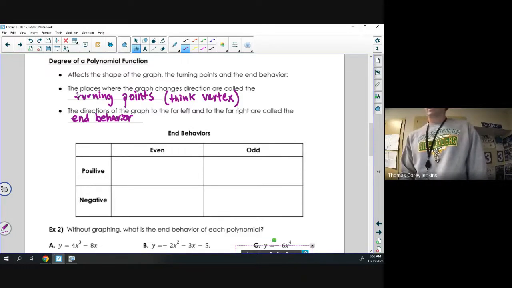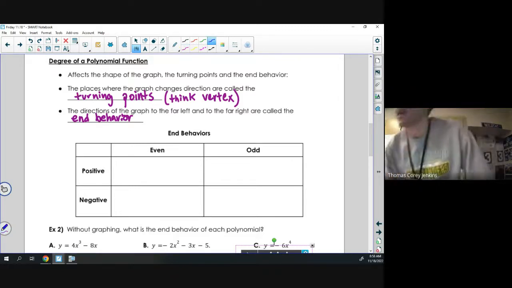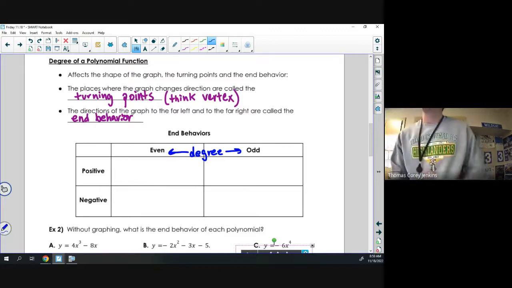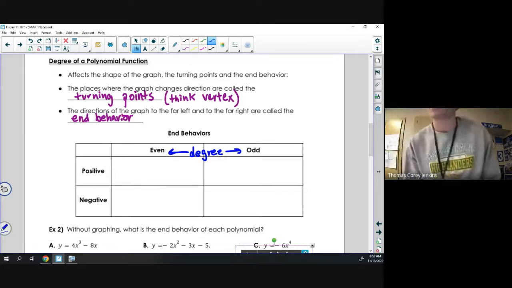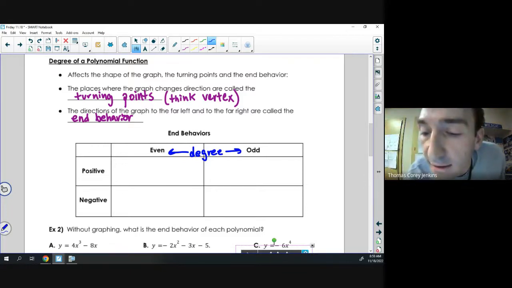Even and odd are referring to the degree, so these are the degree, just so we know what we're reading here. And then positive and negative is the lead coefficient, what we called A last chapter. So these right here are the lead coefficient.